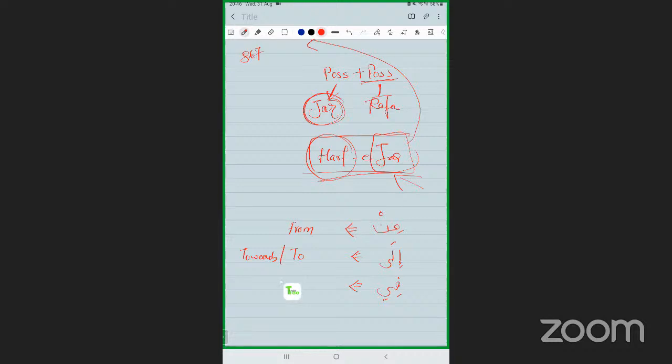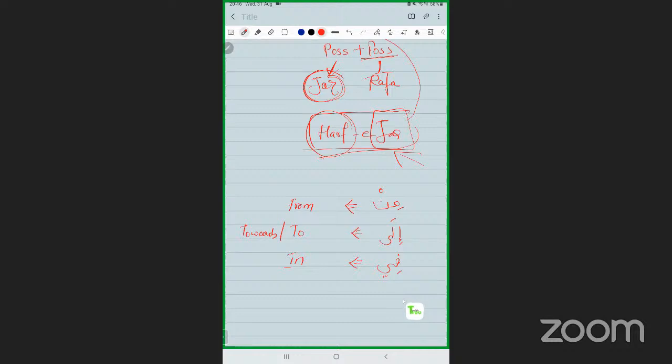Okay. Fee means in or inside. Ala. Anybody wants to try this? Ala. This is with ain. Ala. Mashallah. In English, anybody?